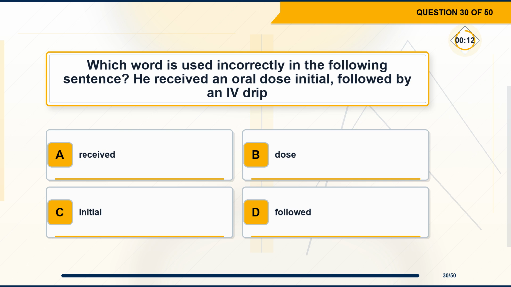Question 30. Which word is used incorrectly in the following sentence? He received an oral dose initial, followed by an IV drip. Option A, received. Option B, dose. Option C, initial. Option D, followed.